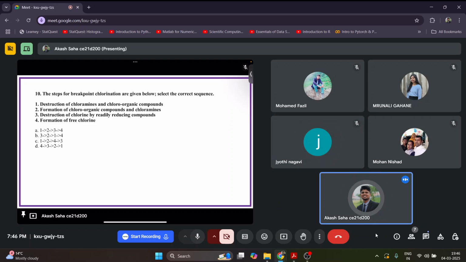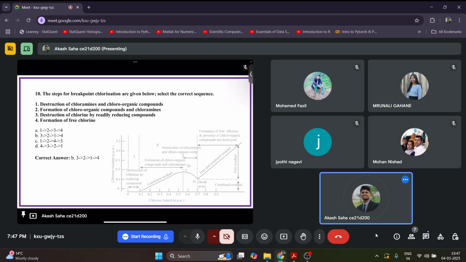So what happens is, first, the destruction of chlorine by readily reducing compounds will happen. Those compounds which are readily reducing will do the destruction of the chlorine. Then what will happen? Formation of chloroorganic compounds. So I will quickly show you the graph. Yeah, the graph is visible.